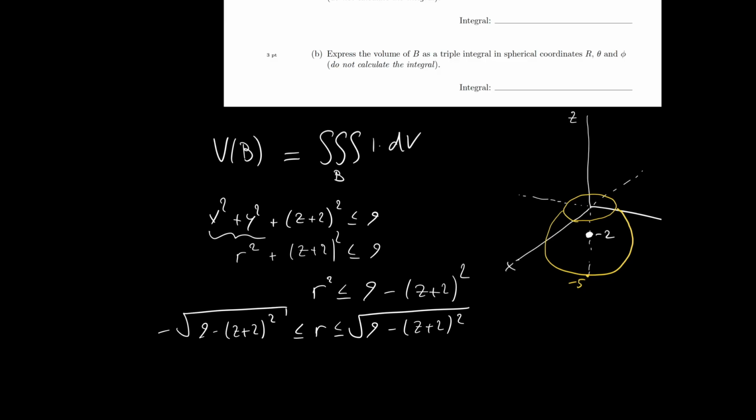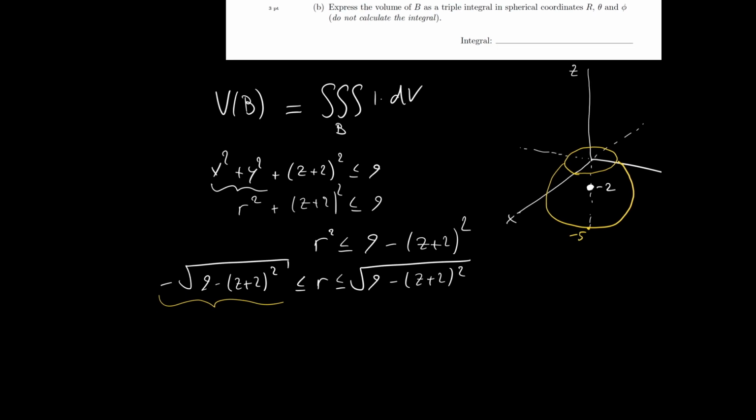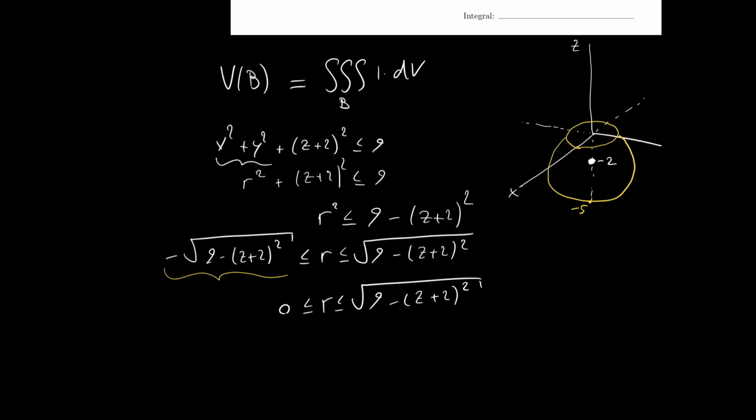But then that lower boundary is really not what we need, because we already know that by definition of the cylindrical coordinates, r is always larger than 0. So the upper bound is good, but the lower bound for r is not this negative square root. It has to be equal to 0. So we find that r is greater than 0, but less than the square root of 9 minus (z plus 2) squared. Now that's actually most of the work.